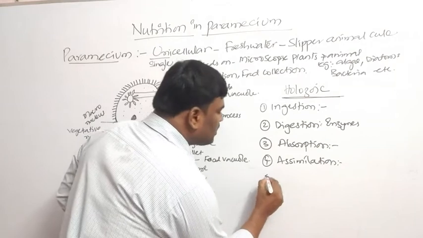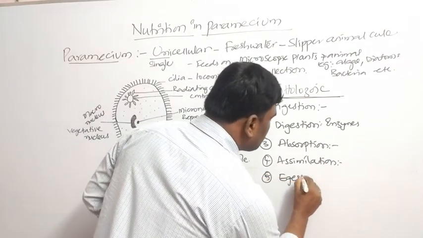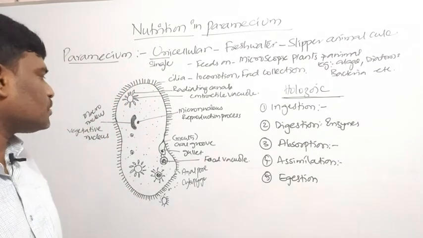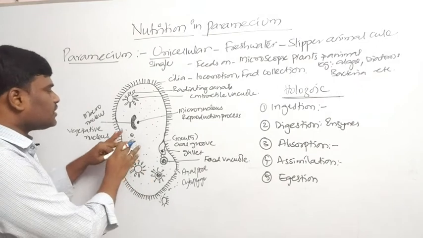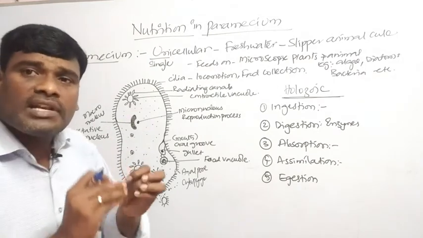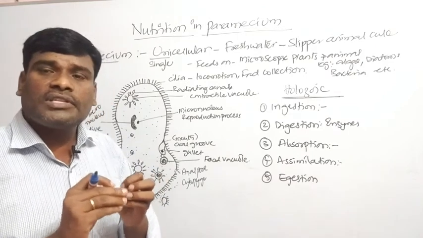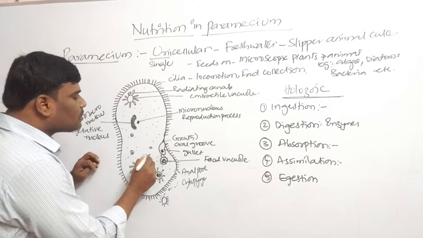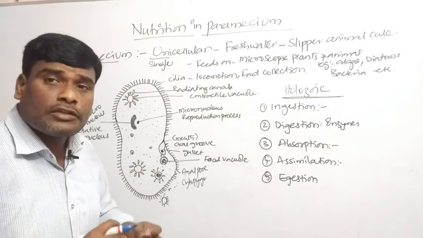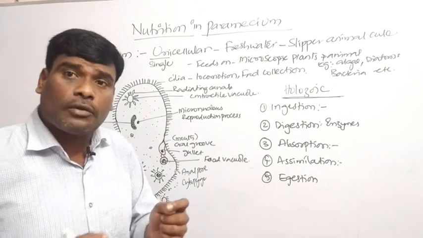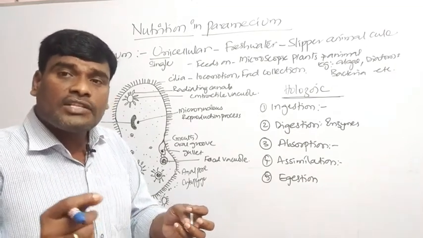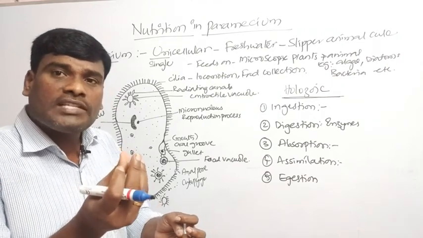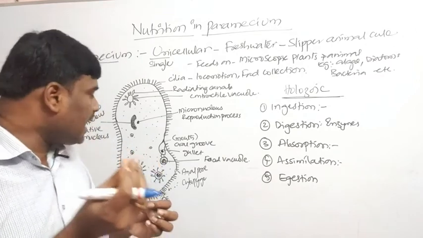And next, the fifth one, the last one, is egestion. Egestion is the fifth stage in this Holozoic nutrition, children. The food gets completely digested, but there are certain undigested food particles also, which the food vacuole will carry. Slowly the size of the food vacuole becomes smaller and smaller, as I said. When the food in the food vacuole gets digested, the undigested food will be in less quantity.